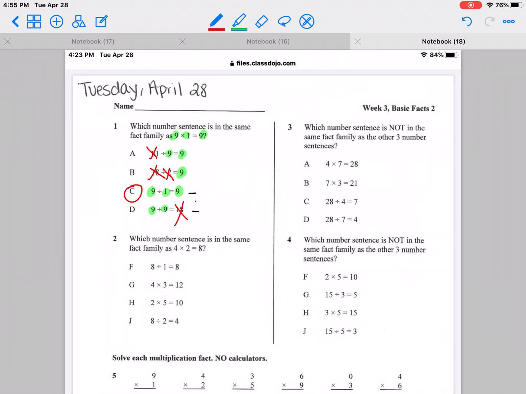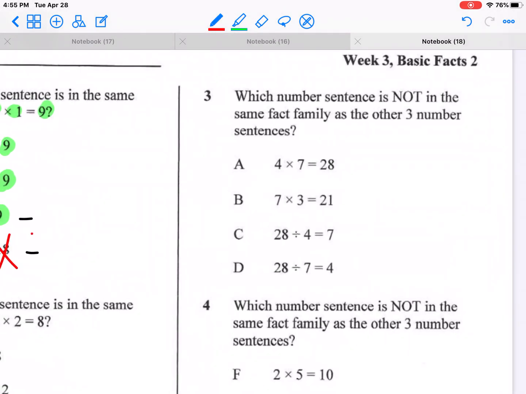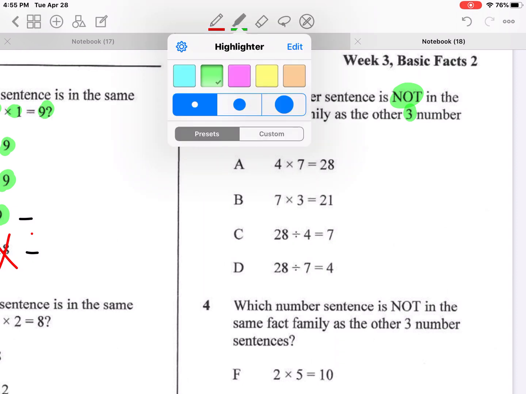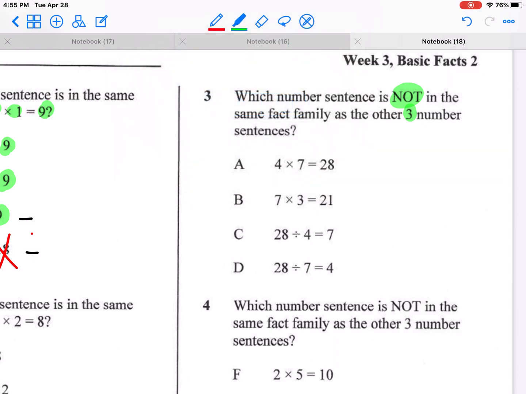So you're going to use that same strategy, those same questions to solve the rest. Let me try number 3 and then you can do the rest. Which number sentence is not, that means a no, in the same fact family as the other 3? So there's 3 that belong, there's 1 that does not. Okay, so let me look at the numbers, right? I have a 4, a 7, and a 28 for letter A.